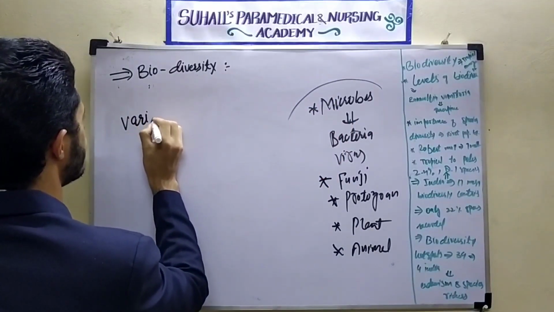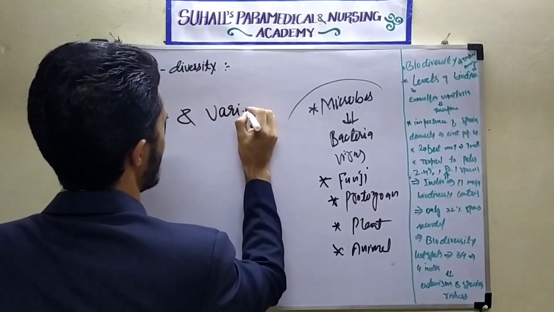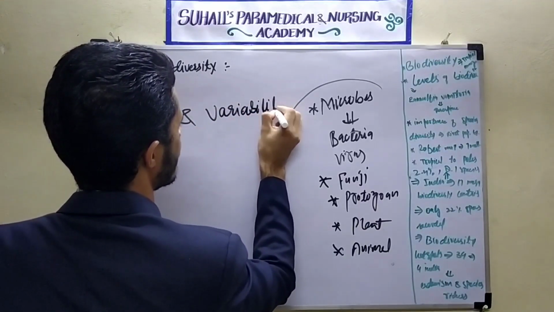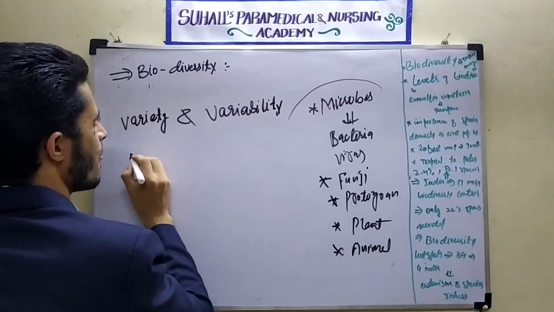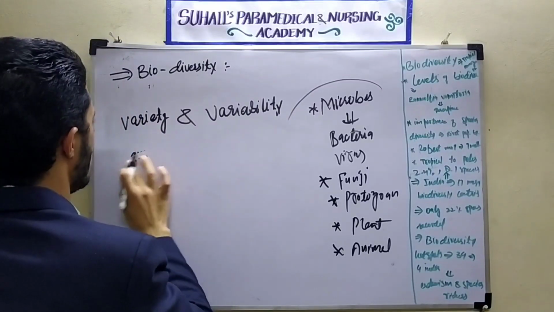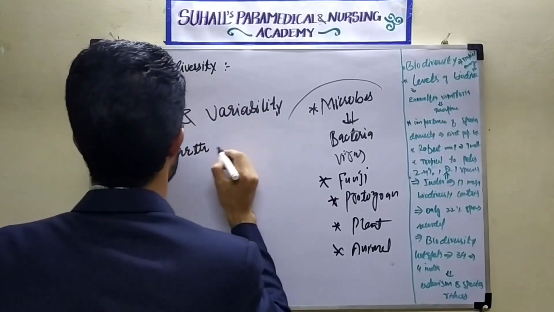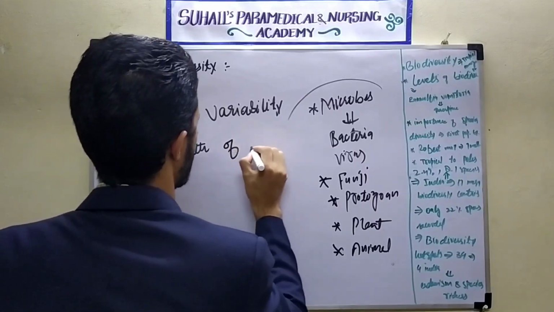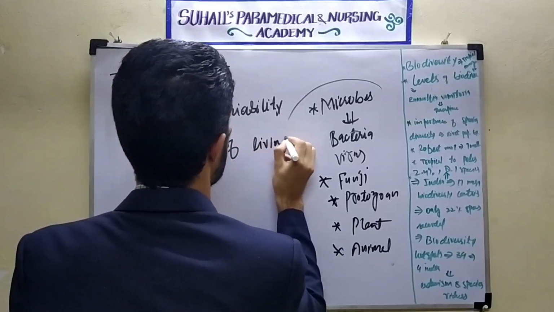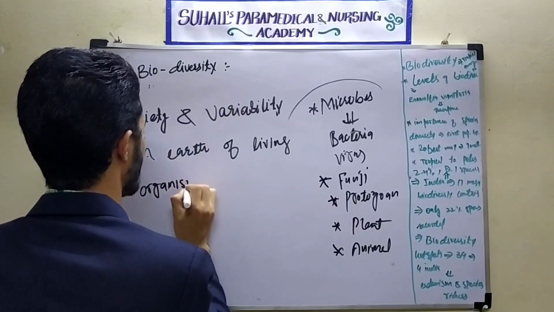It is a variety and variability on earth of living organisms. See here, living organisms are variable.